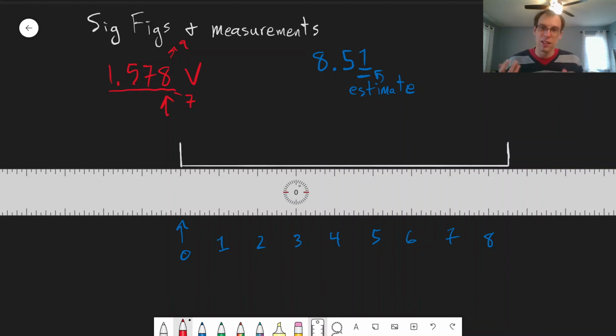And so the number of significant digits you're able to write down depends on the measurement technique that you're using. The more precise it is, the more significant figures you'll have. The less precise it is, the less significant figures you'll have.